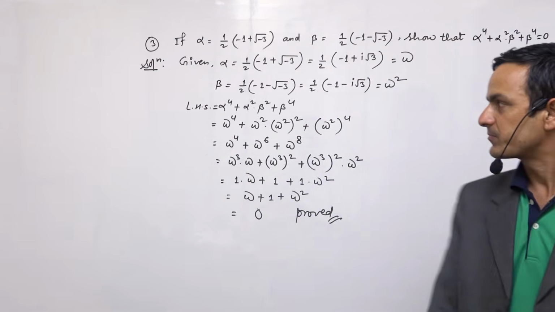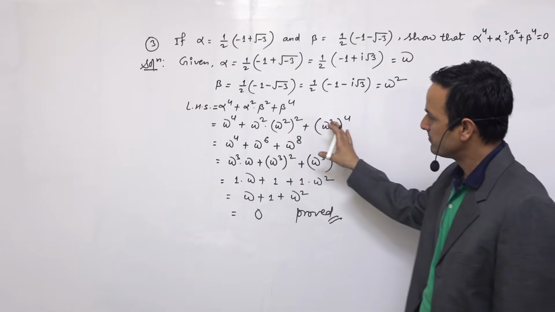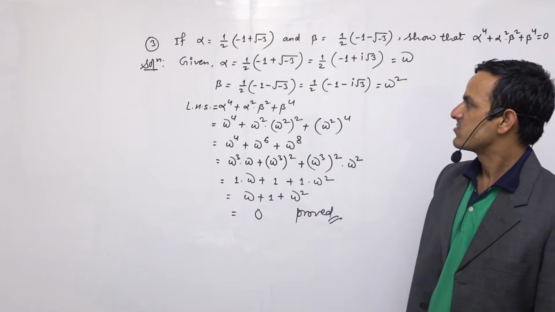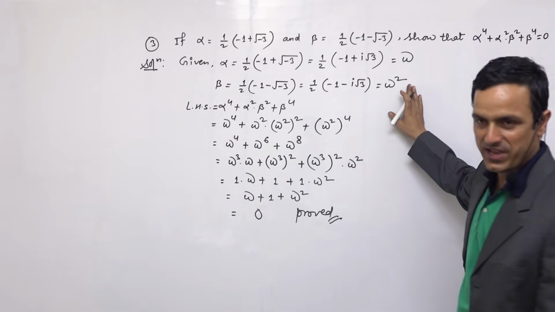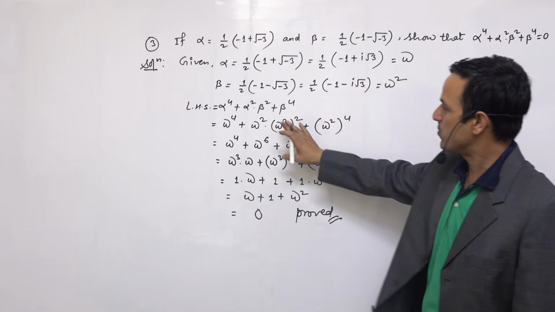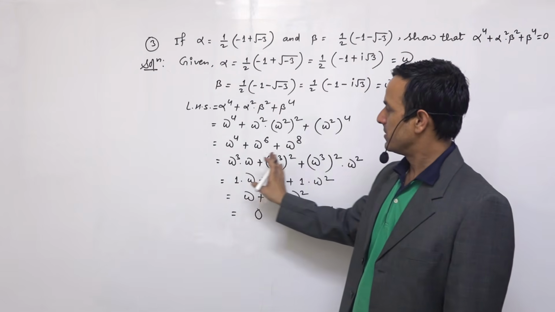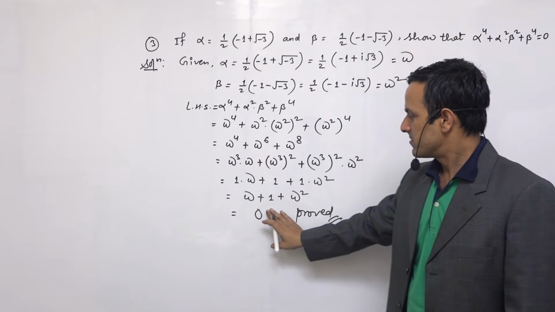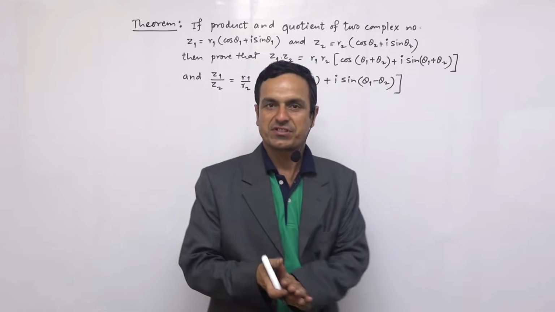So in this way, after using the properties of complex cube root of unity, we can deduce this result like this. So convert alpha into omega and beta into omega square. So in this way we can convert or change into the omega form, and using the property we can find out the result like this. So 0 is one of the theorems.